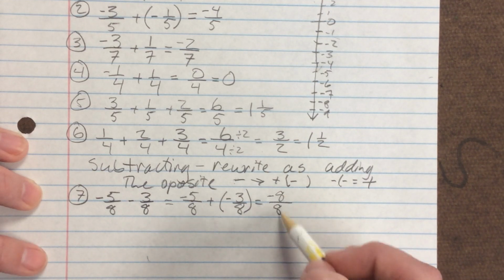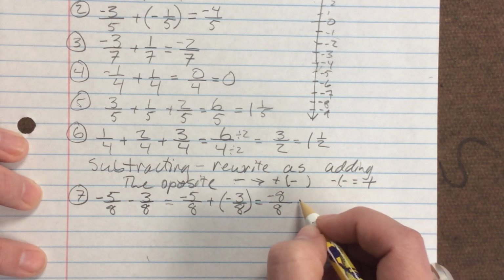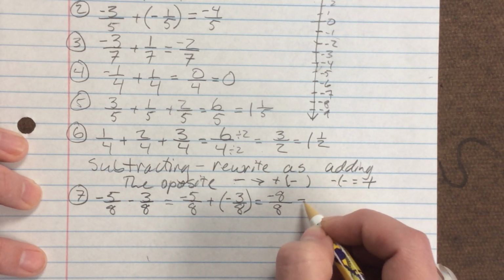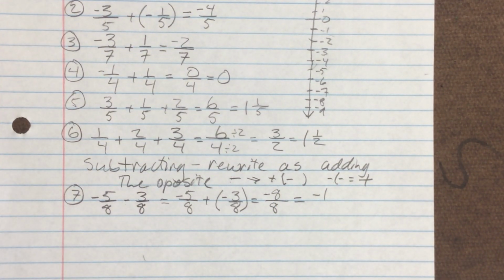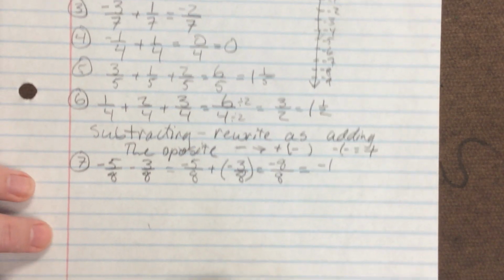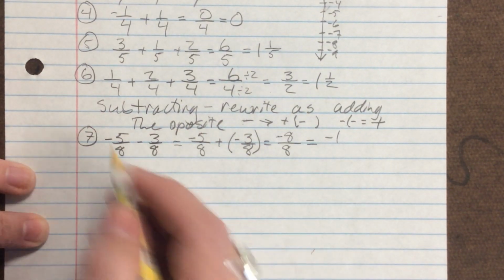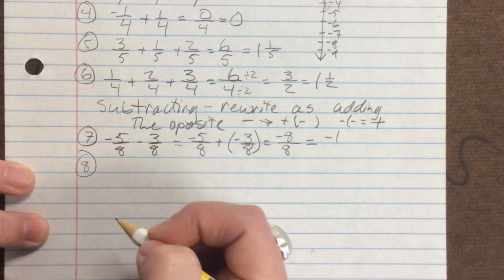Ooh, now this is tricky. What happens when a number is divided by itself? It turns into 1. Don't lose your negative, but this becomes -1. Ta-da! Crazy. Fun math. All right, here we go.